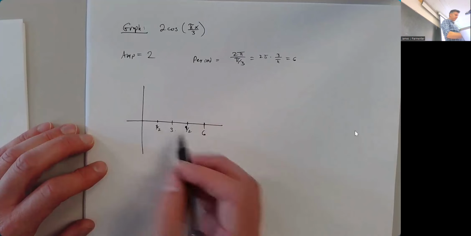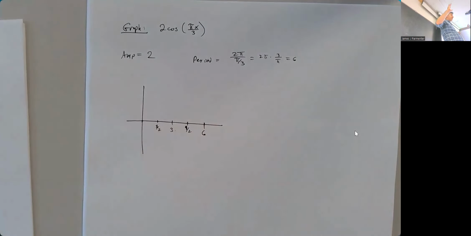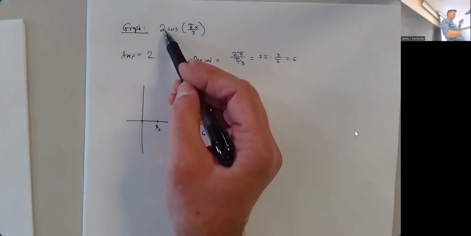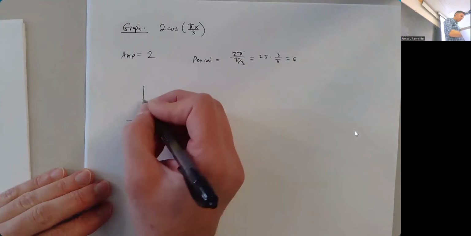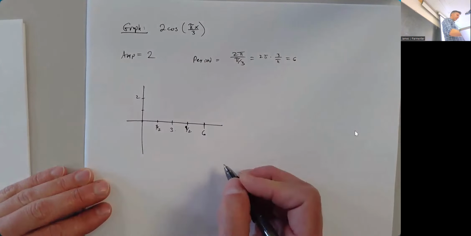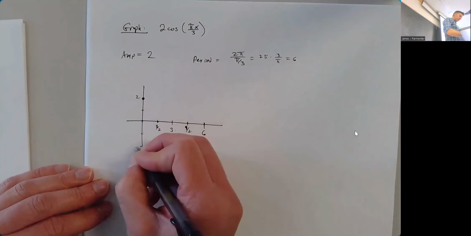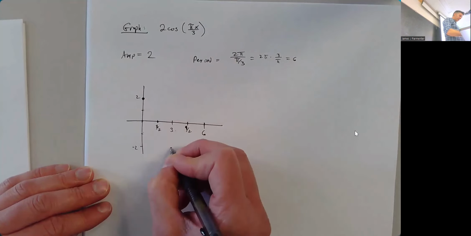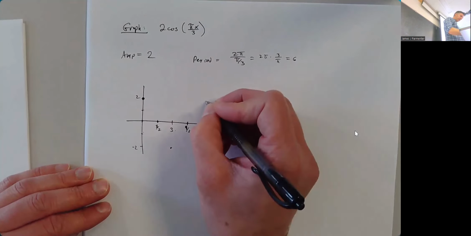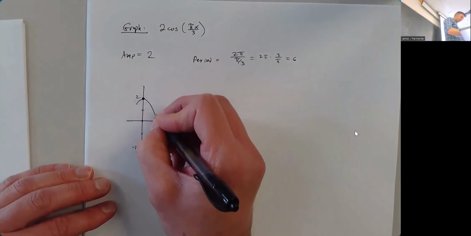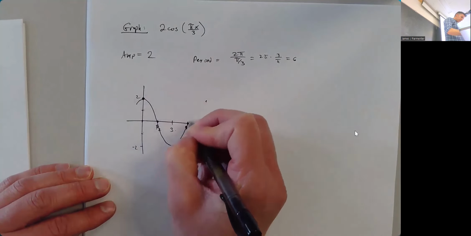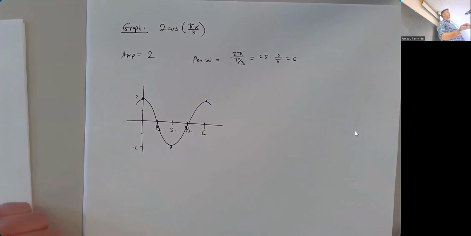So those are my 5 usual points I'm plotting on my cosine graph. I know cosine starts at a height of 1, normally. Cosine of 0 is 1, but now I'm multiplying that by 2. So instead of starting at 1, I'm going to start at 2. So cosine starts at the top, then goes to the middle, then goes to the bottom, back to the middle, back to the top. That's how I would graph this one.